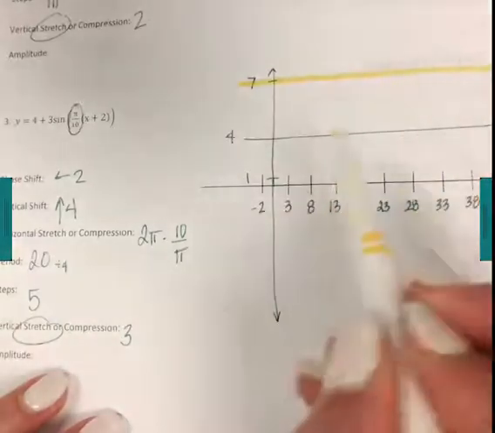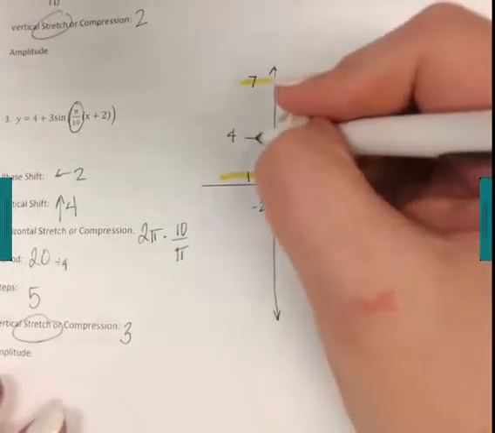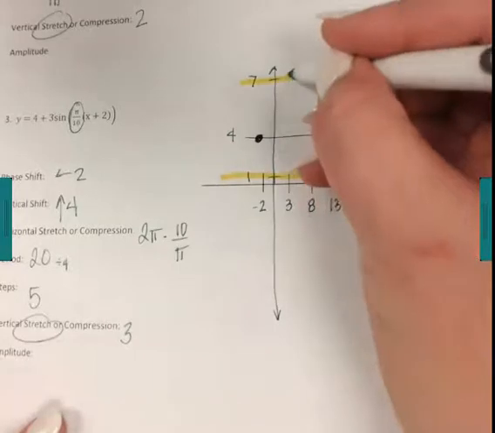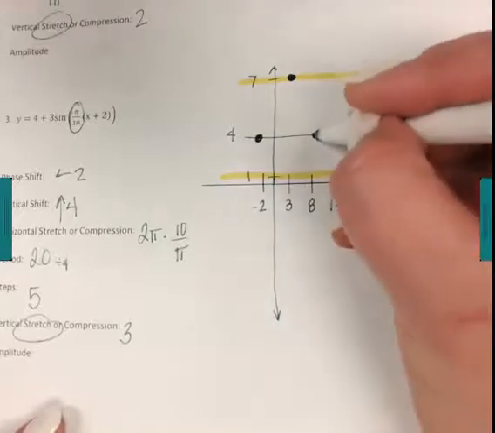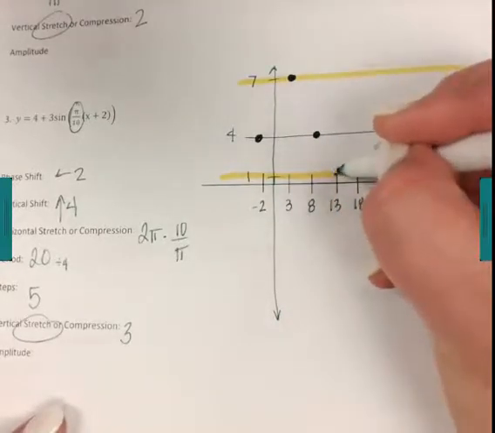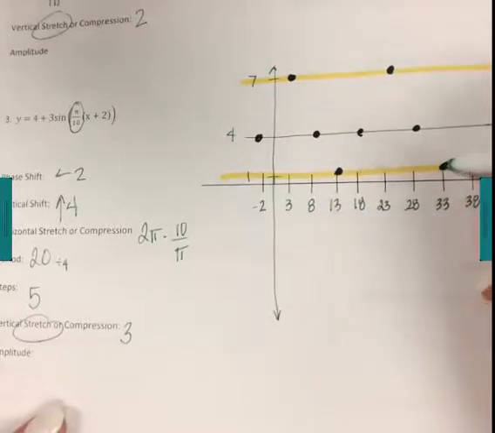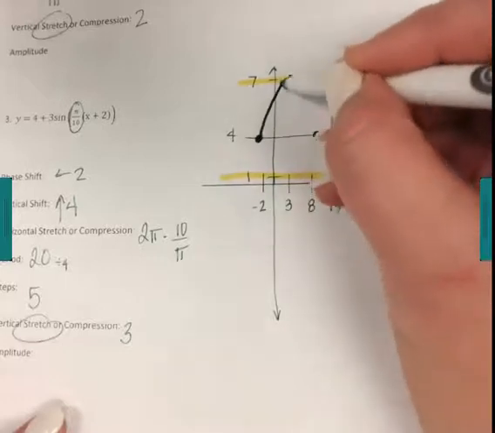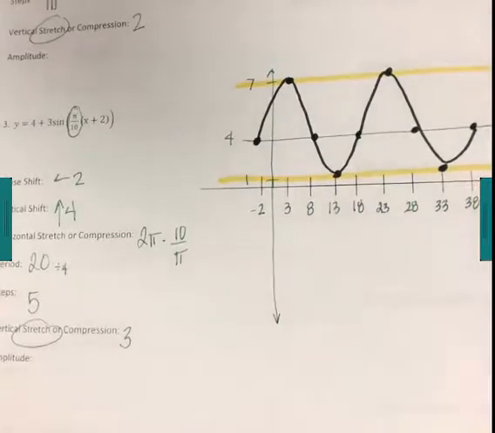Where does the graph of sine start? Sine starts in the middle. So at negative 2, I should be in the middle at 4. Then at 3, I should be high. Now, what if there was a negative in front of the sine? Instead of going high first, what would you do? Go low first, right? Okay, but it's the same idea. And then you can check it in the computer if you want.